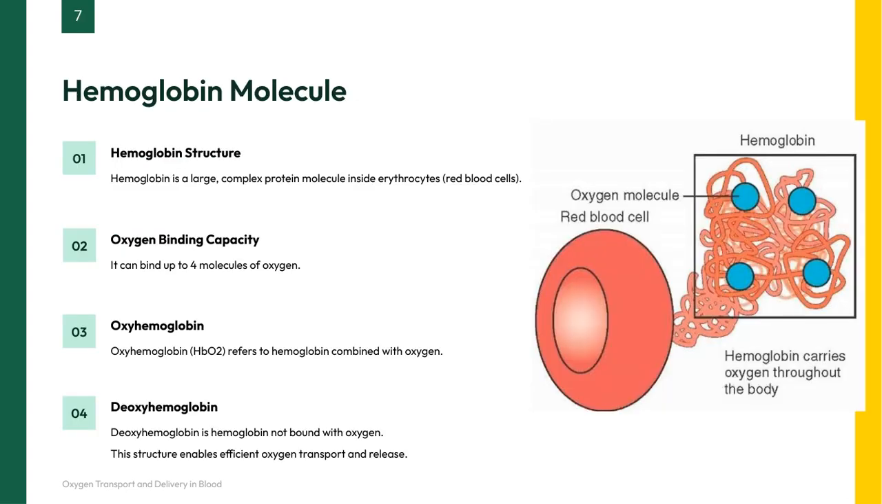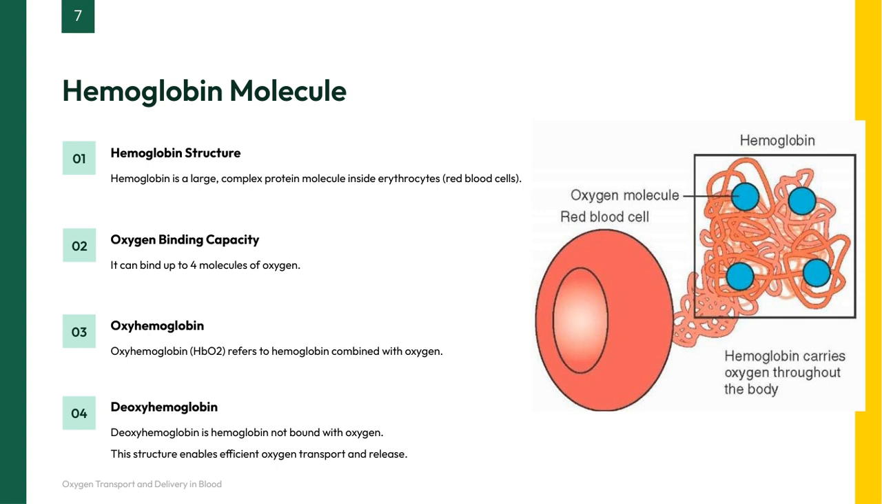Let's take a closer look at how oxygen is transported and delivered in the blood, starting with the hemoglobin molecule. Now, hemoglobin is a large, complex protein that resides inside red blood cells, or erythrocytes. Its primary role is to carry oxygen from the lungs to tissues throughout the body. One important concept to understand is the difference between deoxyhemoglobin and oxyhemoglobin. Deoxyhemoglobin is simply hemoglobin that is not bound to oxygen.